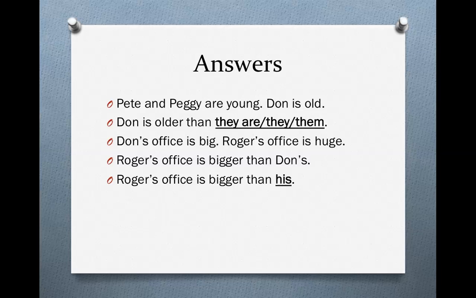Let's look at the answers. Pete and Peggy are young. Don, however, is old. So we could say many things here. We could say Don is older than they are. Don is older than they. Or Don is older than them. If you use the subject pronoun, Don is older than they, this is written English. It's very formal. We don't say this a lot. If you use the object pronoun, them, this is spoken English. That's what we say, but not usually what we write.